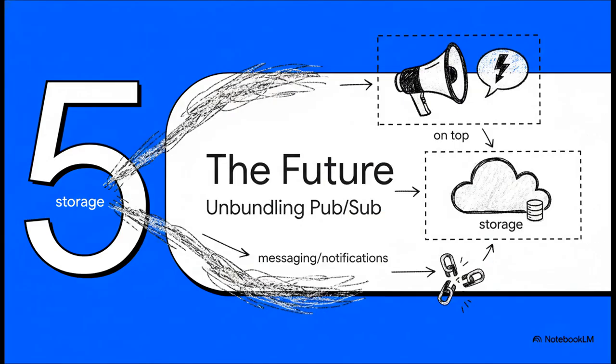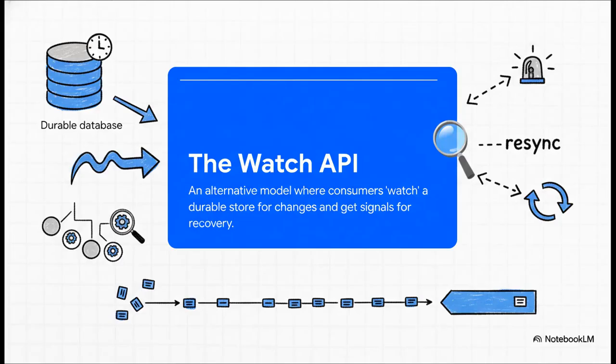So if bundling messaging and storage together is the root of all evil here, what's the solution? Well, the answer being proposed by researchers is actually simple and really powerful. Unbundle them. Let your storage system be a real, grown-up storage system, and then build a smarter notification layer right on top of it. And this new model is often called a watch API. Instead of subscribing to some temporary message topic, your services watch the actual source of truth, the durable database. And here's the absolute key difference. This API is designed from the ground up to be robust. It even includes signals that can tell a consumer, hey, you've fallen way too far behind, you might have missed something, you need to resync yourself.